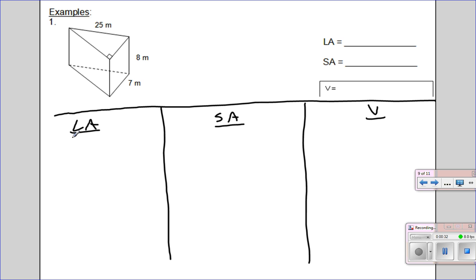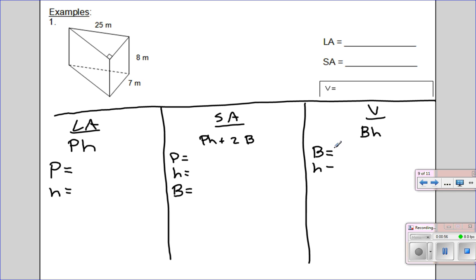So the formula for lateral surface area is pH. So we have two variables, big P and H. For surface area, it's pH plus 2B. So we have P, H, and for this one, we also have B. For volume, it's just big B times H. So we have B and H. Now, this might look like a lot of work, but if you notice, the letters repeat themselves. So actually, it's going to turn out to be quite easy when we're done.